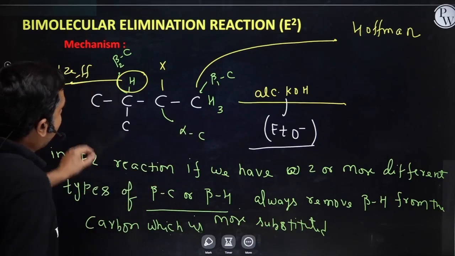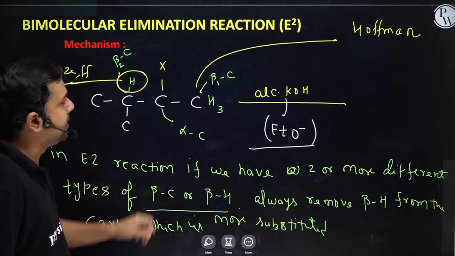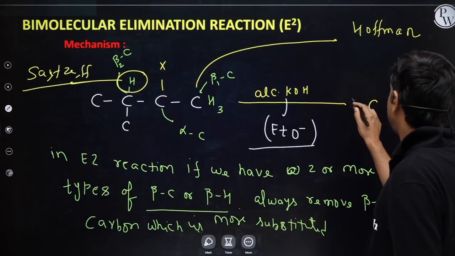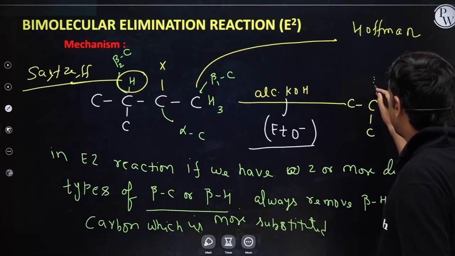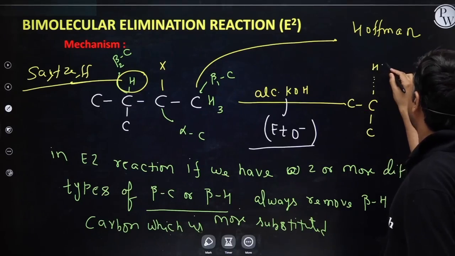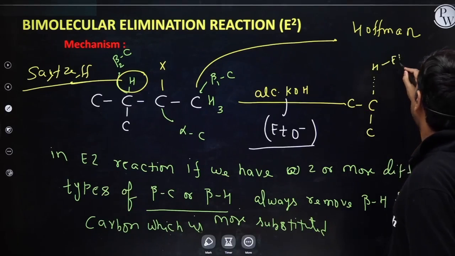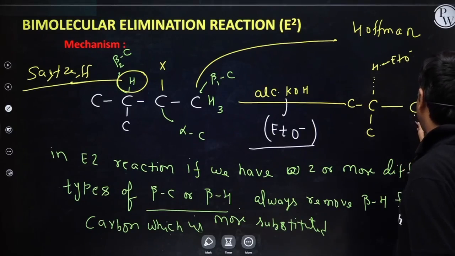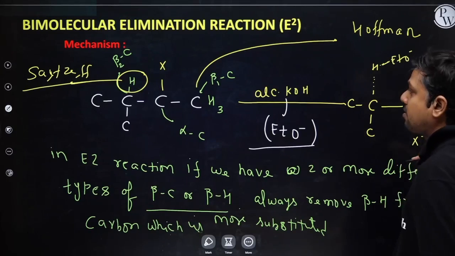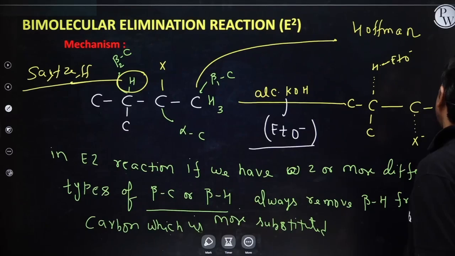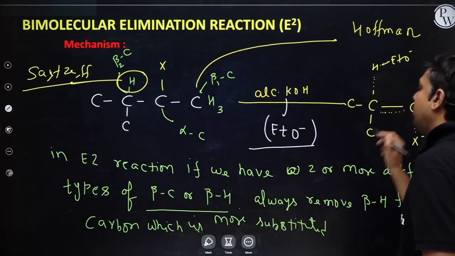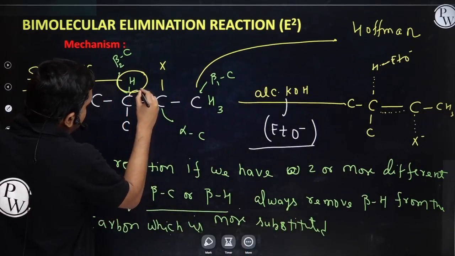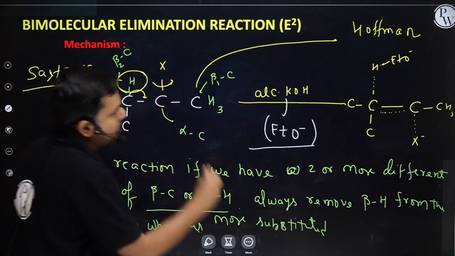Simultaneously, as soon as the base attacks on beta 2 carbon, the departure of leaving group will occur. And first I will have the TS like this. C, C, C. Now this H bond is cleaving. It is getting attacked by the base. EtO minus is approaching. And here I will have C, and then the departure of leaving group X in the form of X minus, and then CH3. Simultaneously I will have the formation of a pi bond. As soon as this one gets removed, I will have the delocalization and the departure of leaving group, right?